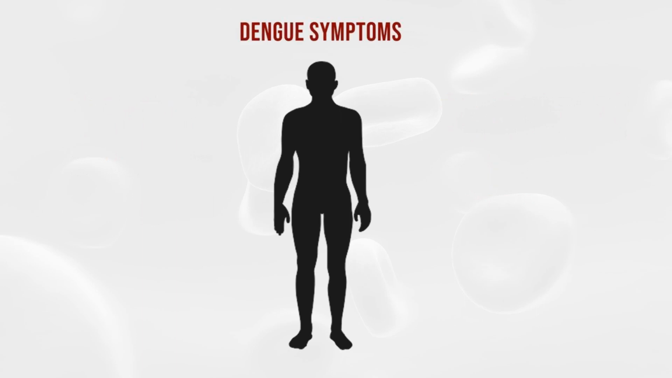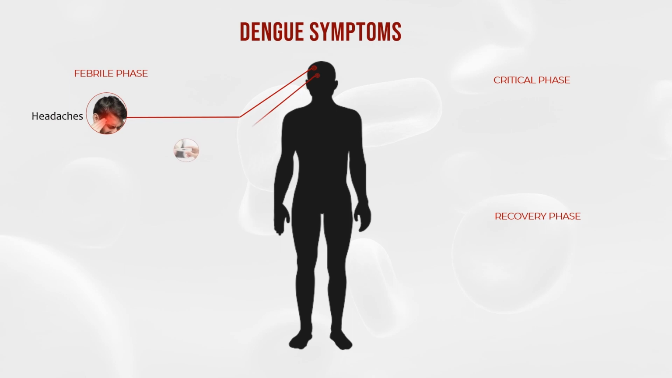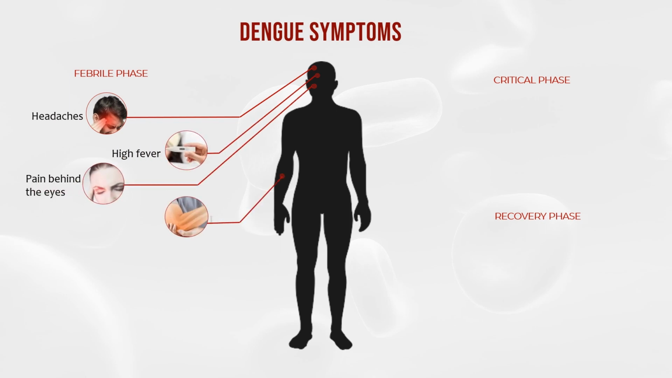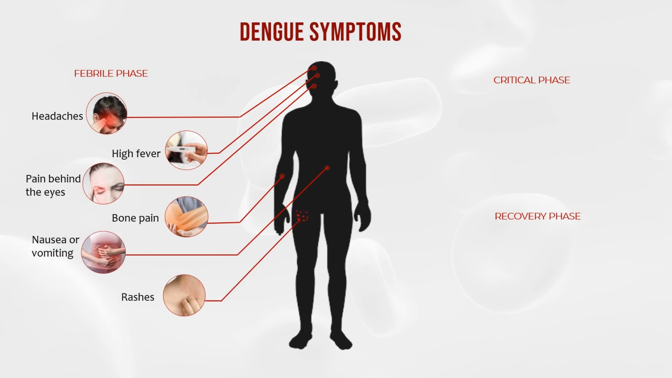There are 3 phases of dengue symptoms that a person may go through: the febrile phase, the critical phase, and the recovery phase. For the febrile phase, the infected person can develop the following symptoms: headaches, high fever, pain behind the eyes, bone pain, nausea or vomiting, rashes, and muscle and joint pain.